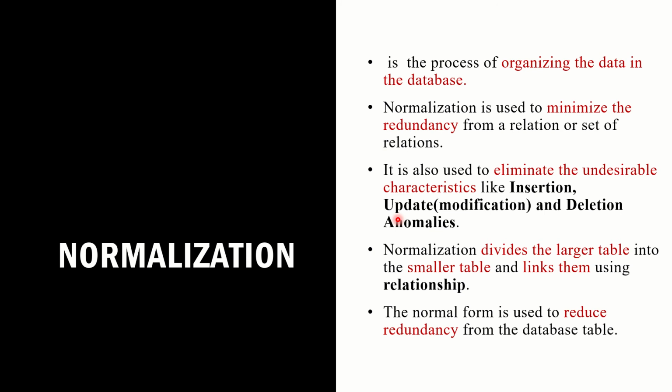So the main thing is, if you want to create a good relational database design, remember the meaning of relational database design: we are creating the database as a collection of relations. So if you want to create a good relational database design, the main thing we have to do is apply normalization. What is normalization? Normalization is the process of organizing the data in a database.